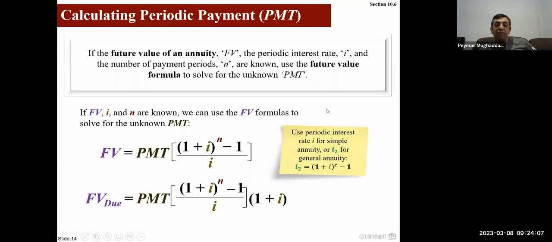And in the case that you have a general annuity, then you can't use I. You have to find I2, and as soon as you find I2, you can put I2 here and solve it for I2. Okay, so how do you calculate I2 again? I2 is going to be 1 plus I to the power of C, minus 1, but C is going to be the compounding frequency for your interest rate divided by the number of payments per year, right? So that's the only thing we need to do if it's not a simple annuity, if it's a general annuity, okay?